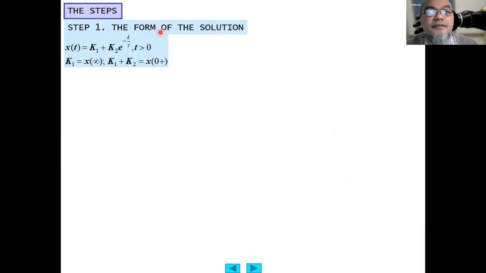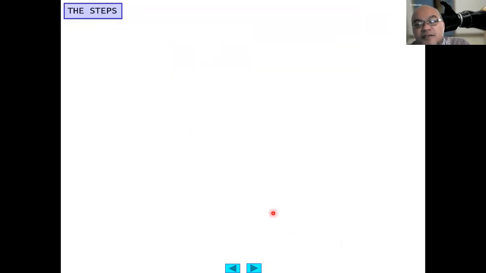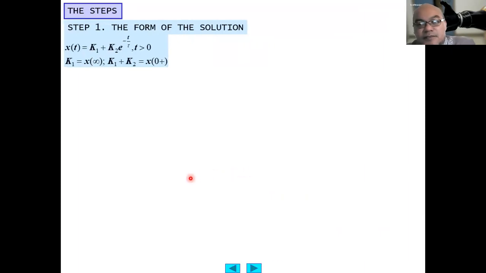Let's continue. After obtaining the general form of a first order differential equation, you can express the solution in this form: x(t) equals K1 plus K2 exponent minus t over tau, for t larger than 0. K1 here is obtained from the steady state solution. In this case, this is x at infinity.